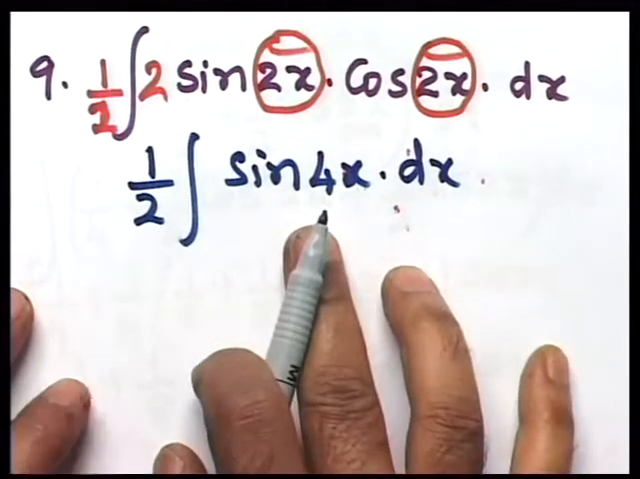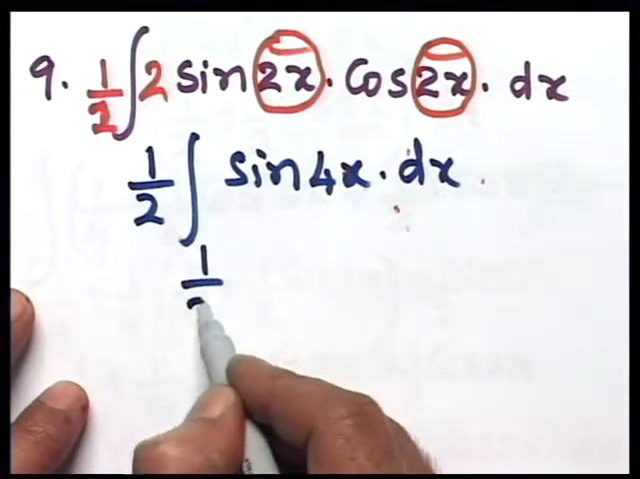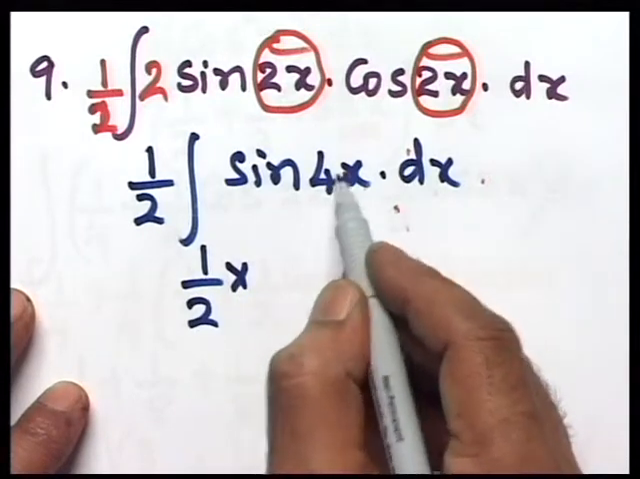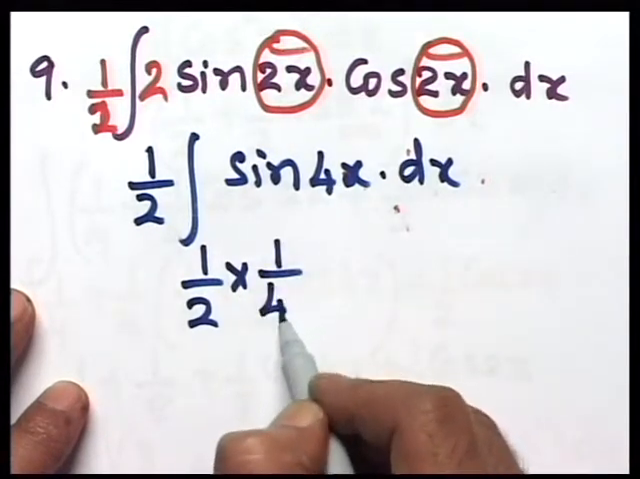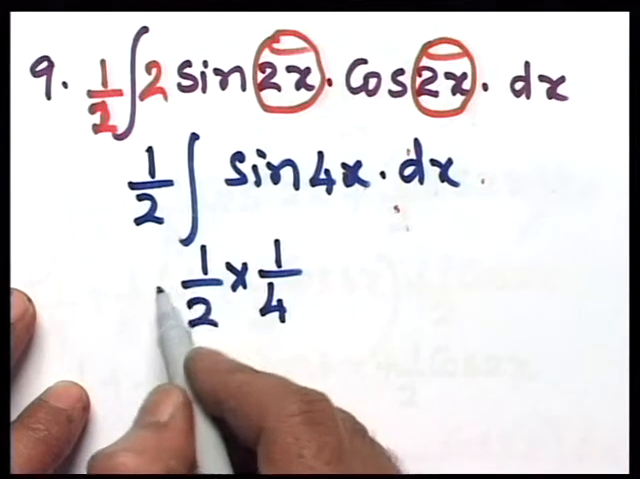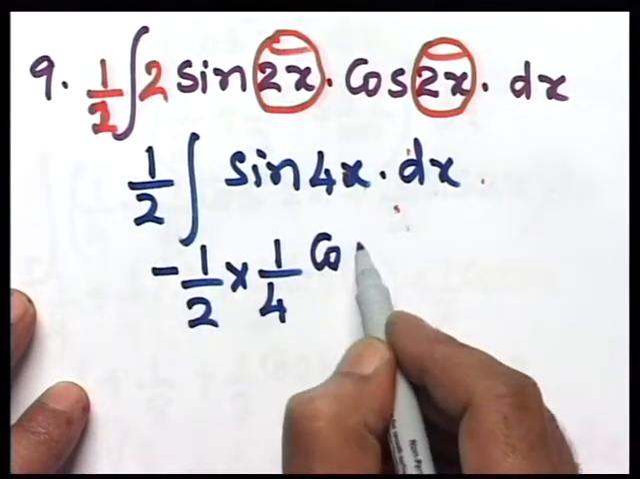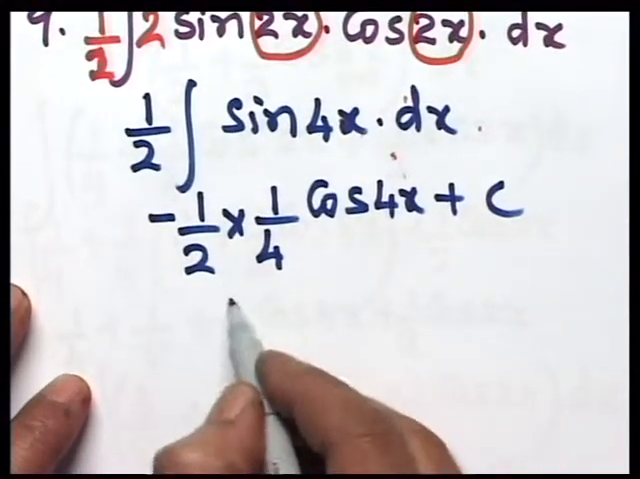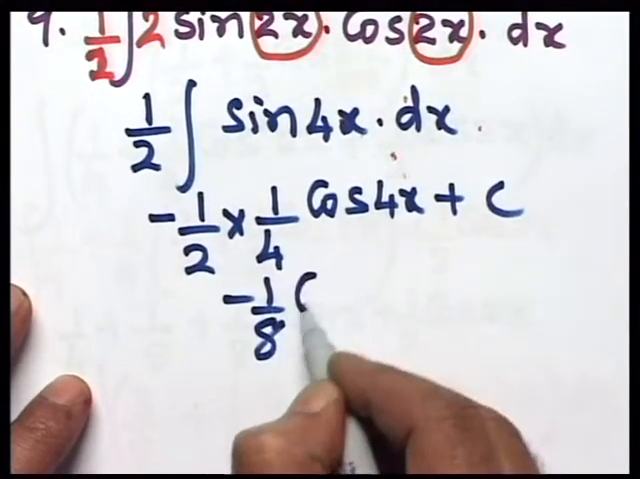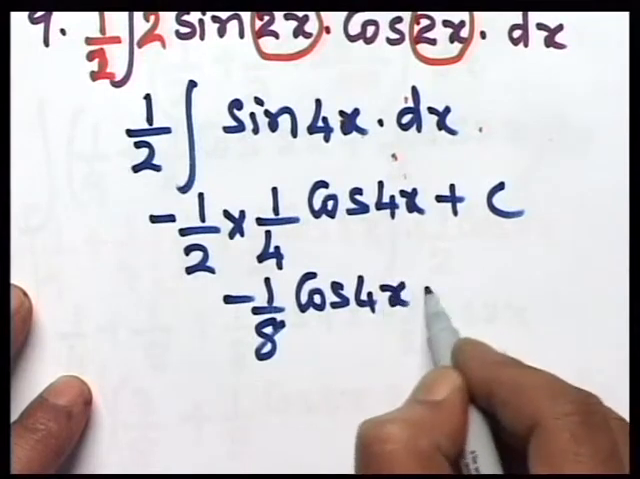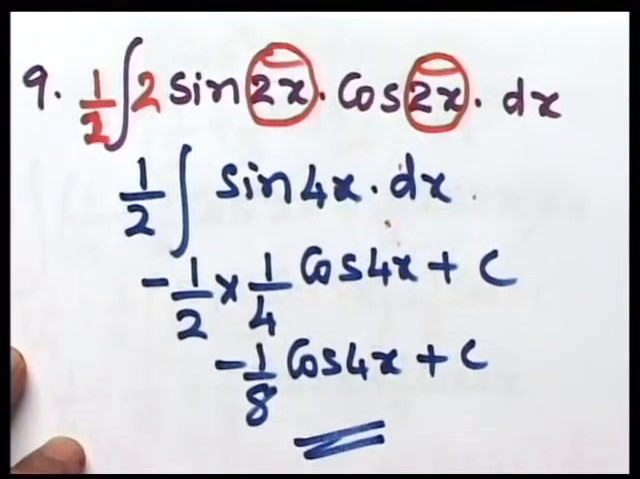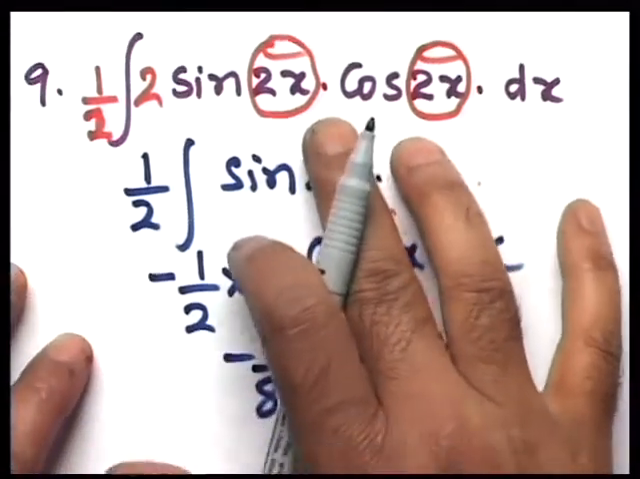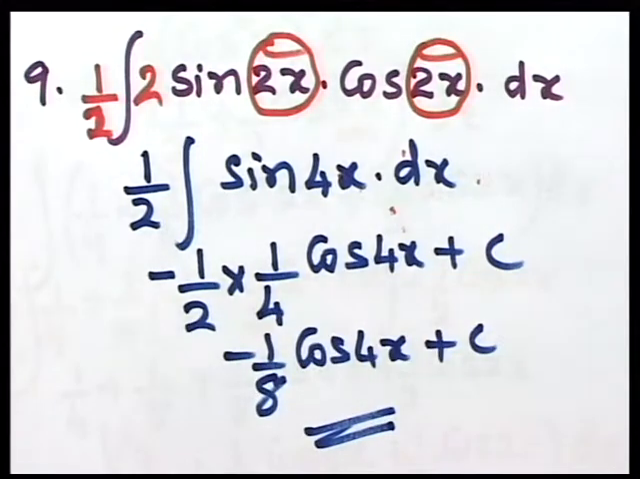We know how to integrate this now. Half is a half, multiplied by the reverse of the chain rule. We get a quarter first, and then sine theta's integration is minus cos theta, so cos 4x plus c. Then that's a minus an eighth, and we have cos 4x plus c. Okay, so just applying the double angle rule there, just be careful.